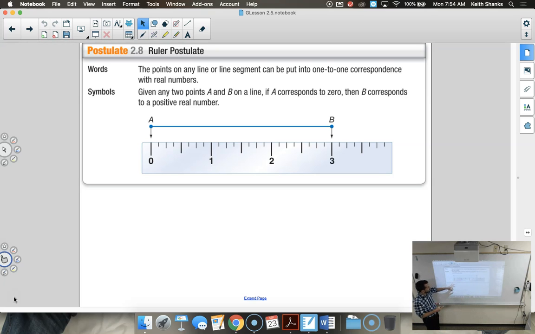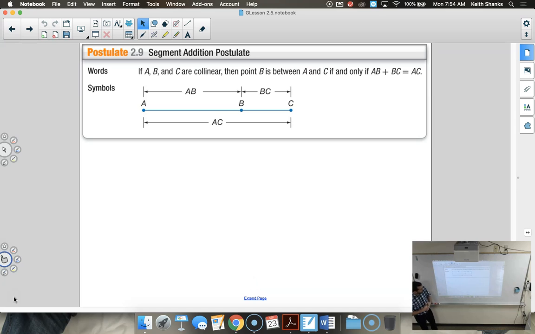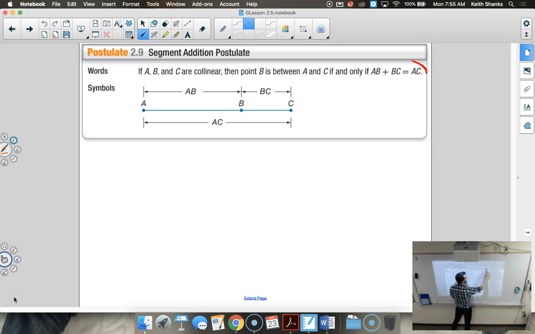This segment right here would be 3, in this case inches, and then all of a sudden I have a number that's associated with it. So I can do math. This next one is going to be used all the time. In fact, when we're doing segments, this is the most used one. So what I want to point out is this would be the thing you would want to write in your proof, and the reason for that would be postulate 2-9, or the segment addition postulate.